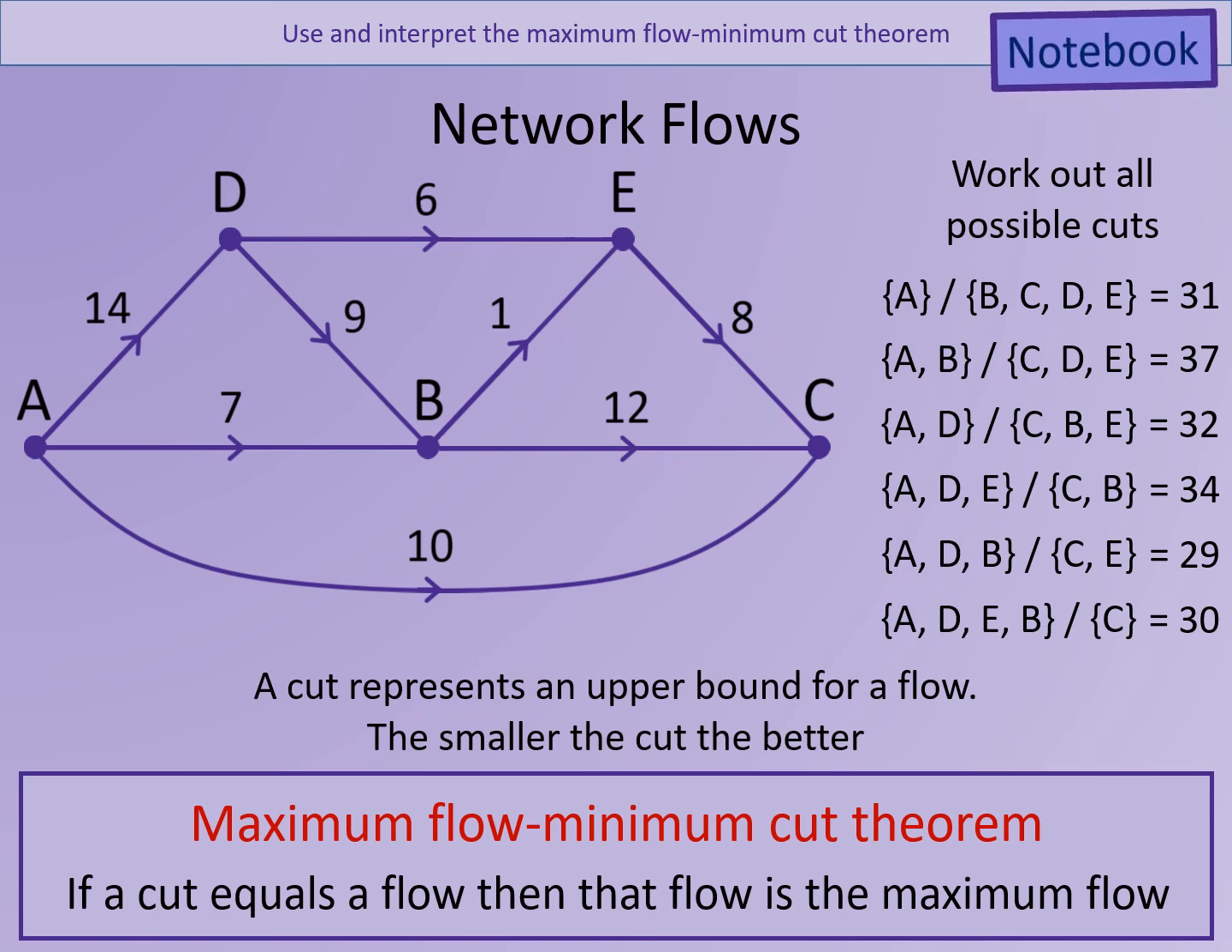So if we can find a cut that has the same value as a flow, the flow is often found by trial and error, so you just try to find the biggest possible flow you can. If you can find a cut that also matches that same number, then by the maximum flow minimum cut theorem, you have found a maximum flow. You would need to quote this theorem if you used it in a question.